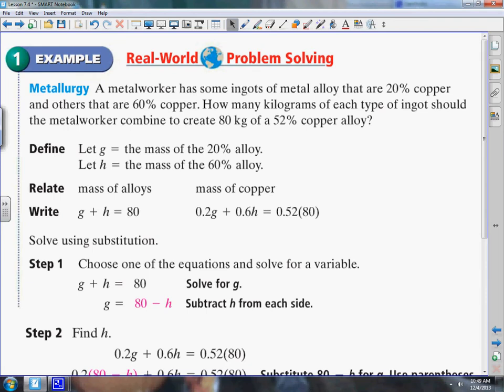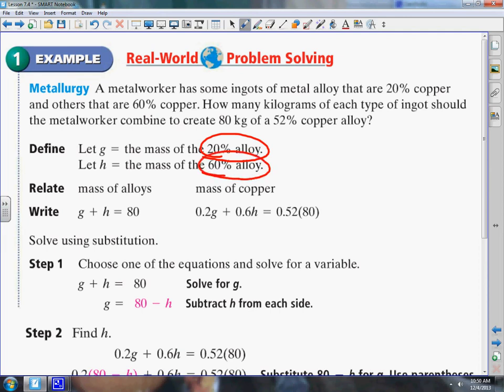A metal worker has some ingots of metal alloy that are 20% copper and others that are 60% copper. How many kilograms of each type of ingot should the metal worker combine to create 80 kilograms of a 52% copper alloy? So you are going to let G be the 20% because he has some that are 20 and some that are 60. And then you're going to let H be the 60.